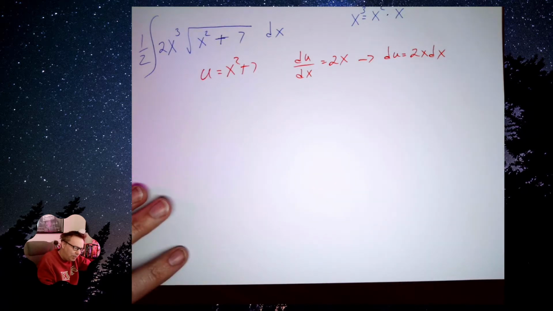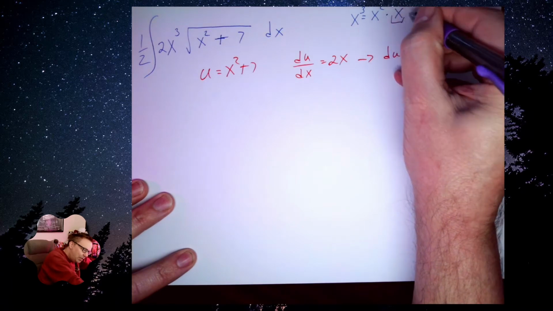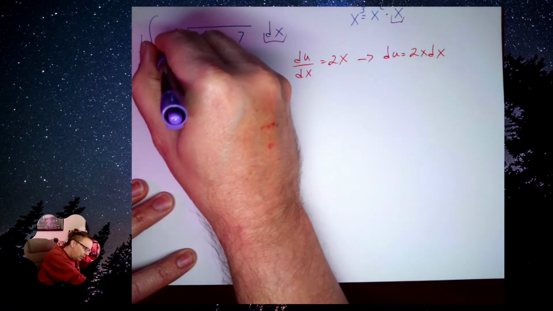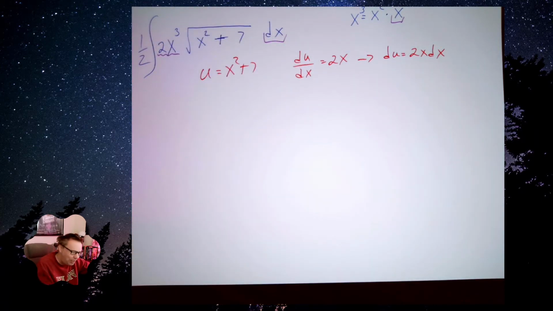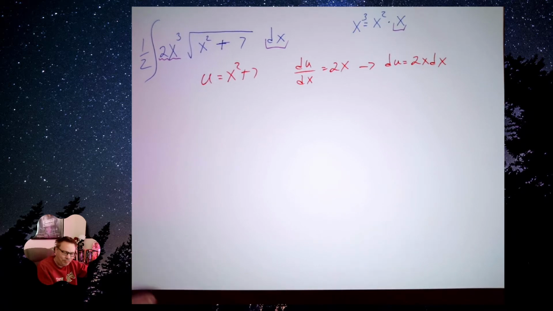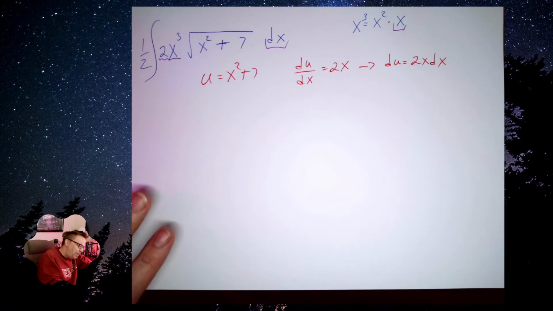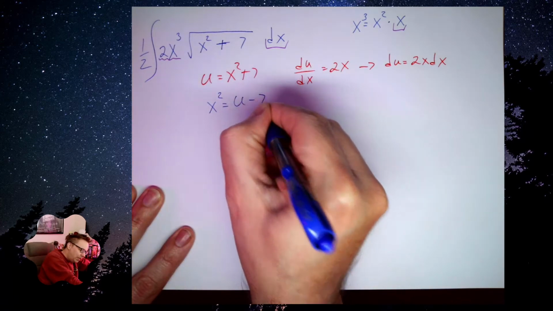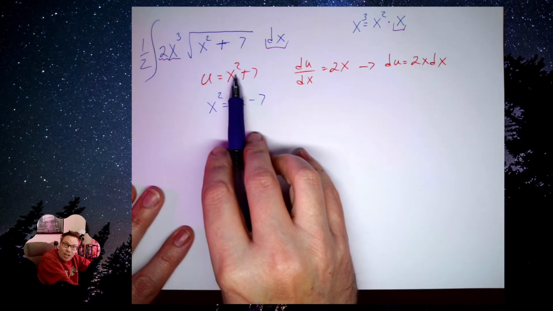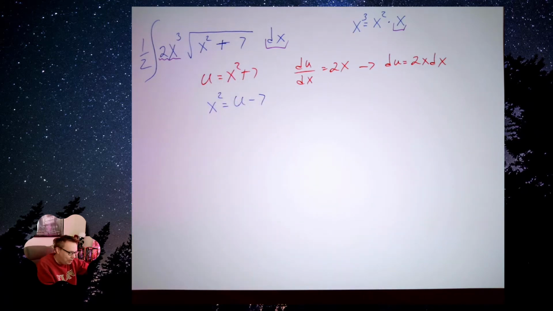So I have looked at this piece, and, well, sort of that one. I still have an x squared to deal with. So what am I going to do about that x squared? Well, x squared is equal to u minus 7. I'm literally solving for x squared here. And remember, the idea was to replace all the x stuff with things in terms of u.